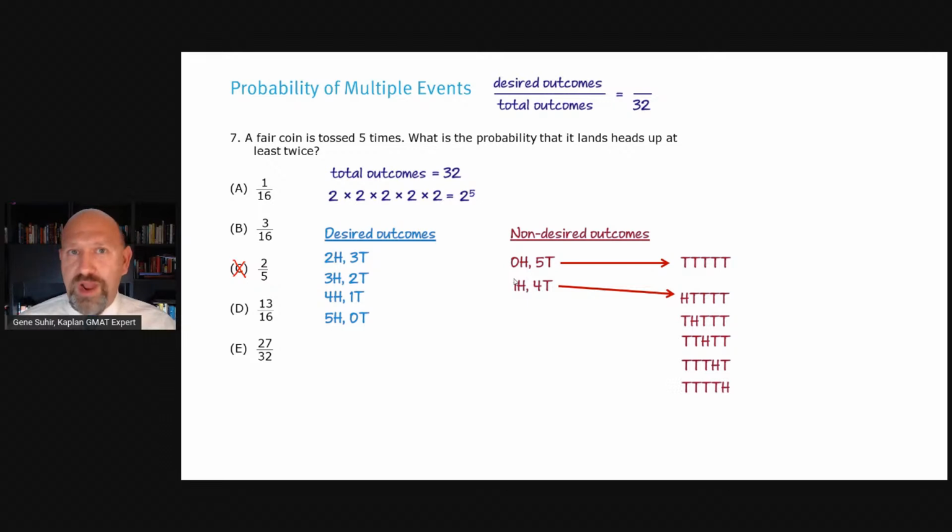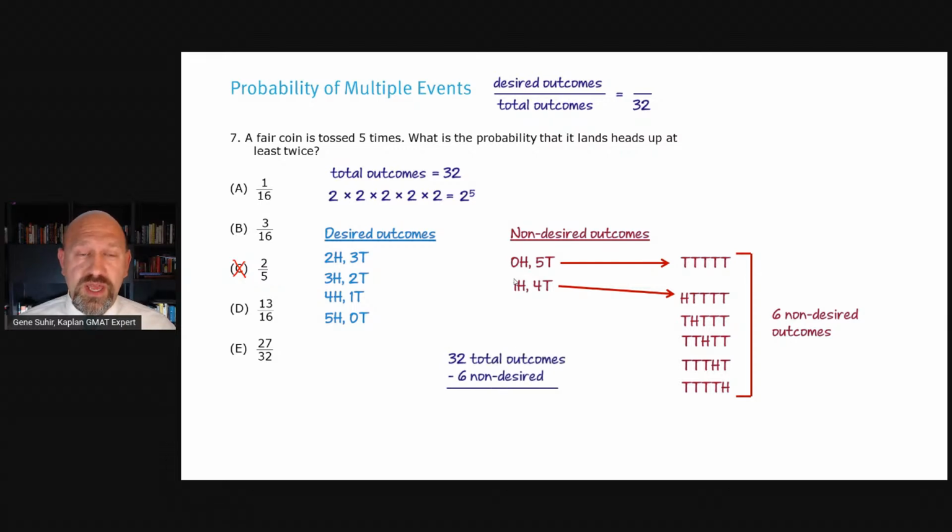Notice I'm saying "or," right? Because it can't be all of those at once. 1 head has 5 different positions it could land. So all in, we have a total of 6 non-desired outcomes. There were 32 total outcomes. If 6 of those are non-desired, well, that leaves us with 26 desired outcomes. Up top for desired, I'm going to put in 26.